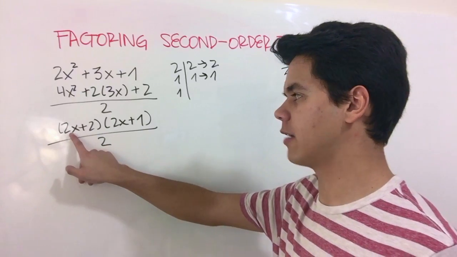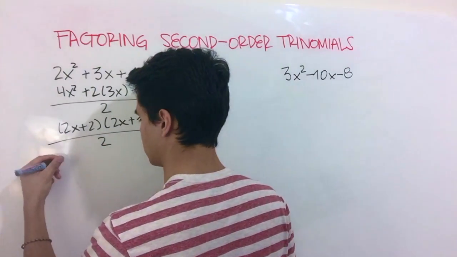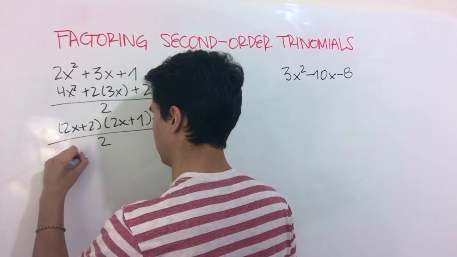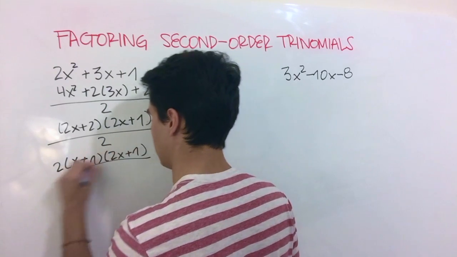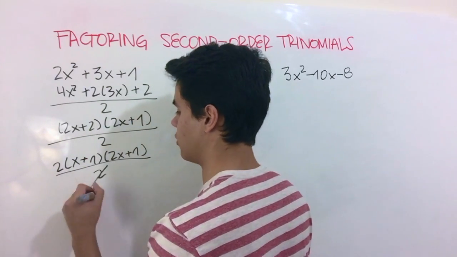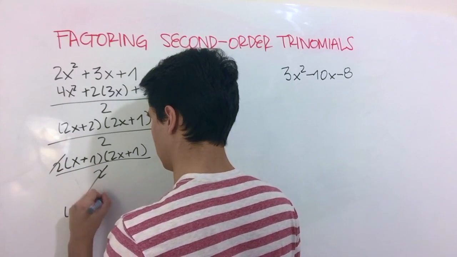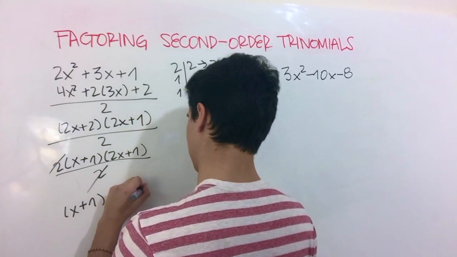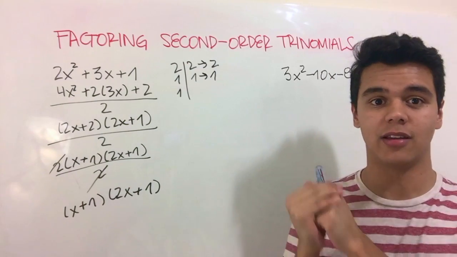Finally, we have a common factor here, which is the 2. So we can take it out as 2 times x plus 1, 2x plus 1, and divide it all by 2. And this 2 will cancel out with this 2. So we end up with just x plus 1 times 2x plus 1. And now we're done. Let's do the next example.